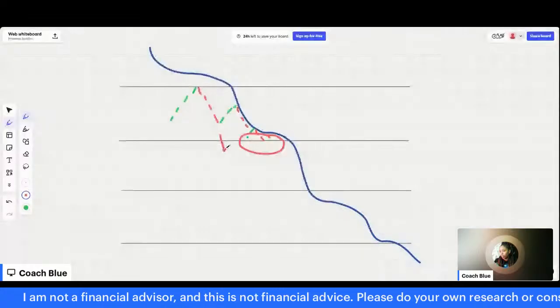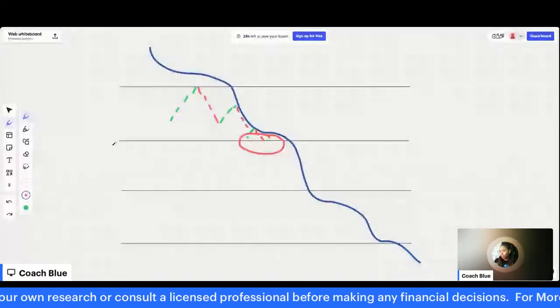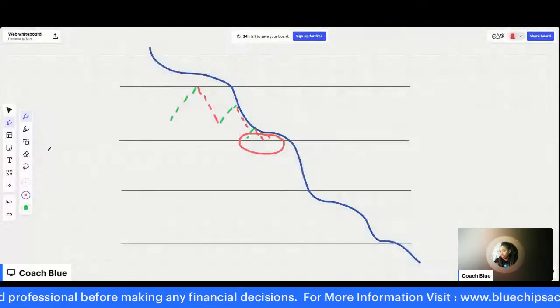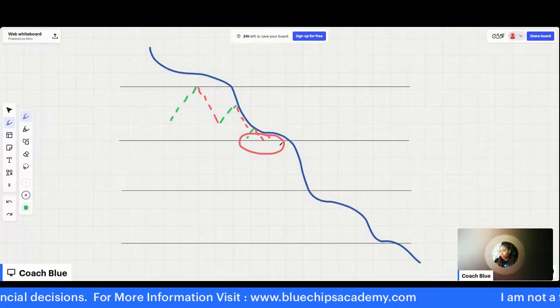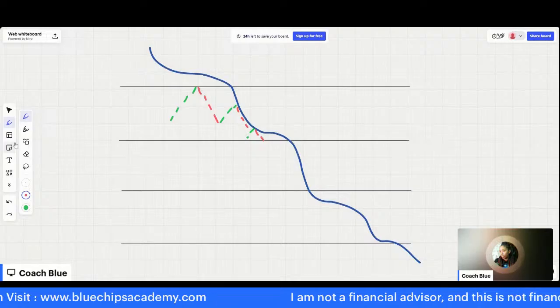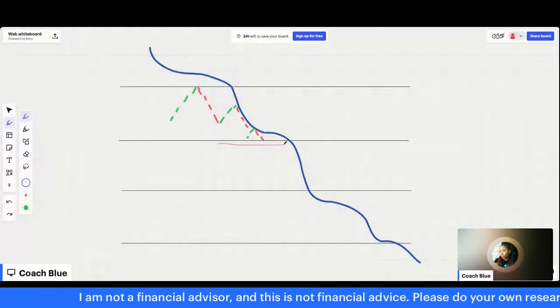So remember, that's the breakout pullback. I went over that last week. If you're not familiar, you can look at last week's live session and you'll get more detail on that. But we're looking for that BPC. So if we enter here, let's just draw a little line right here. This is where we entered the market, about right here.